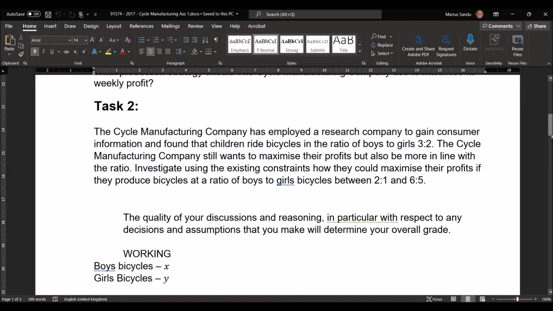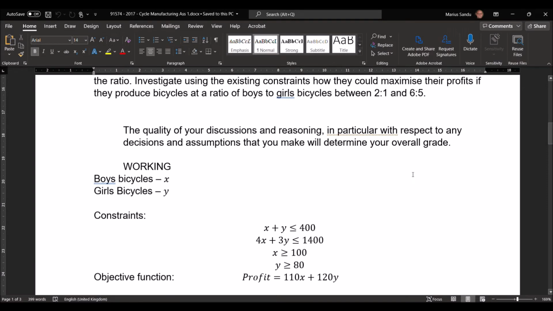Now I know that they can make up to 400 bicycles a day, so X plus Y, boys bicycles and girls bicycles, they can make up to 400 a day. They've got orders of at least 100 boys bicycles and at least 80 girls bicycles, so X greater or equal to 100, Y greater or equal to 80.